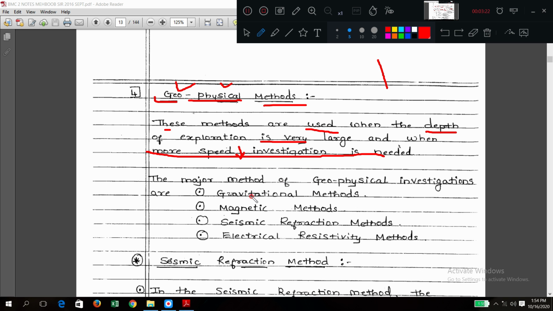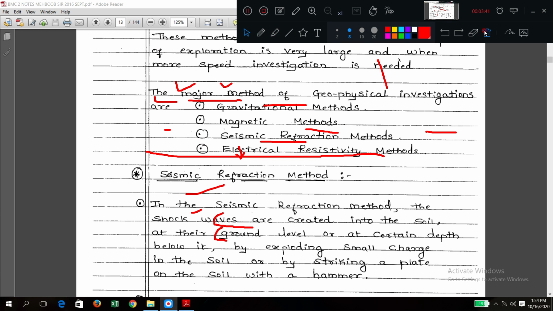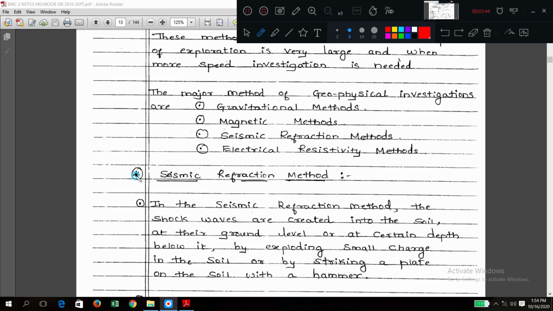The major categories are gravitational method, magnetic method, seismic refraction method and electrical resistivity method. So we will go through seismic refraction and electrical resistivity. Seismic refraction, what is there? In this seismic refraction method, shock waves are created in the soil. If there is soil and in some portion you hit with something, a hammer or a metal strike, this will generate what? Shock waves.